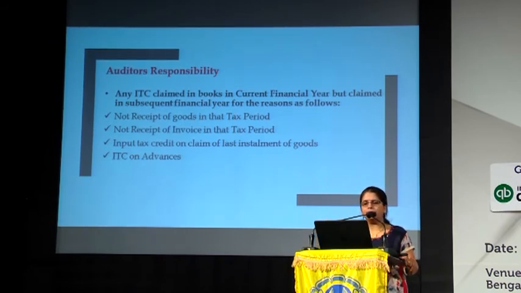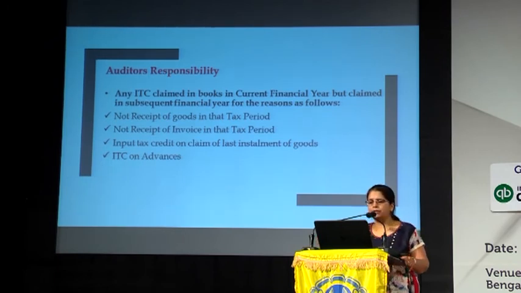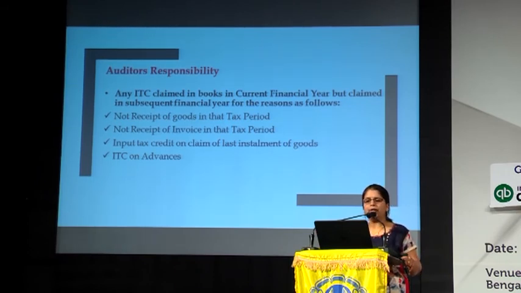Or non-receipt of invoice is also possible. I would have received the goods, but I wouldn't have received the invoices. Because to claim a GST credit, I should receive the goods and I should also receive the invoice. Input tax credit on claim of last installment or last lot. There is a provision in the GST law saying that if you are receiving the goods in different lots or different installments, you are eligible to take credit only on the receipt of the last lot or last installment. So possibly part of the lot would have been received in 17-18, and part in 18-19. But for the financials, you would have recorded partly in 17-18 and partly in 18-19. So that also you can see here.